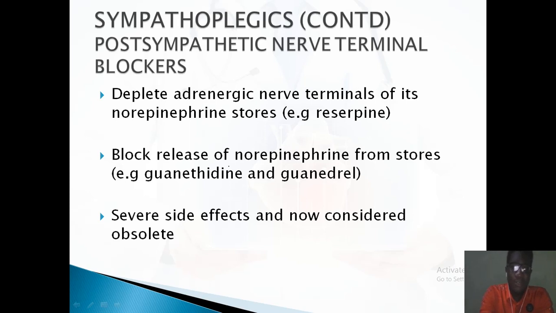So an example of drugs that deplete stores is reserpine. Examples of drugs that prevent release are guanethidine and guanadrel. That is basically what you need to know. These drugs are not clinically used these days. So all you need to know for now is that examples of drugs that block release of norepinephrine from stores are guanethidine and guanadrel. An example of a drug that depletes norepinephrine stores from nerve terminals is reserpine. This is actually going to be discussed more in ANS pharmacology. There'll be a video for another day on ANS pharmacology, so we'll look more into this.